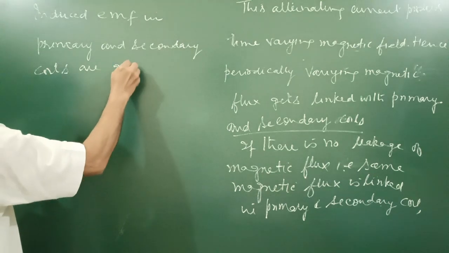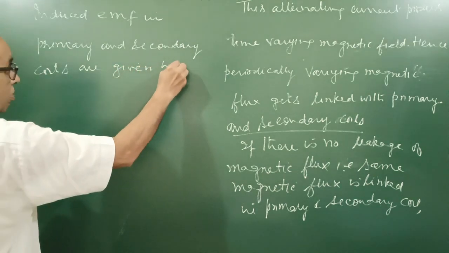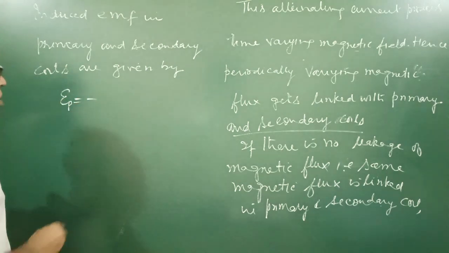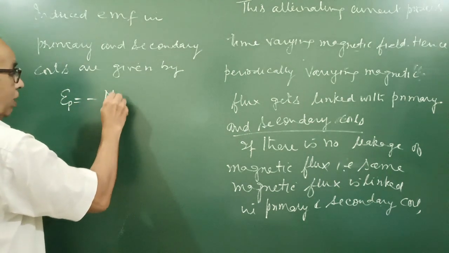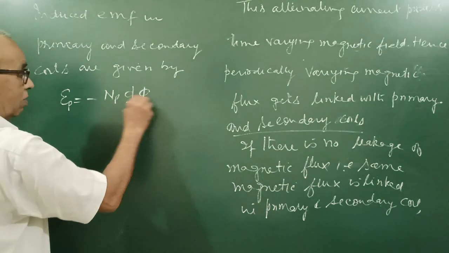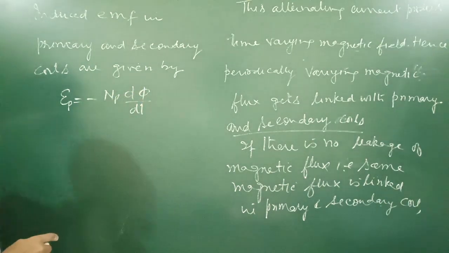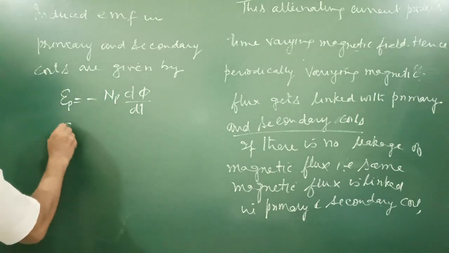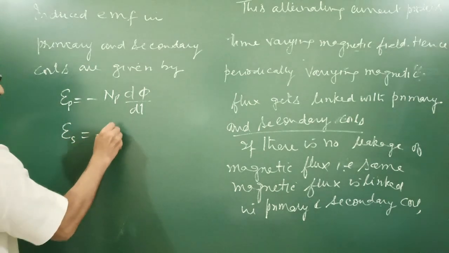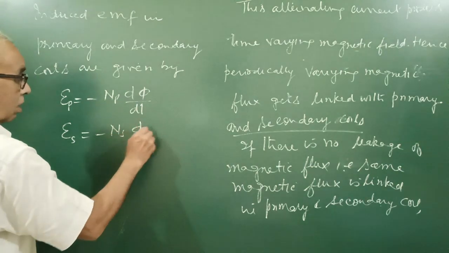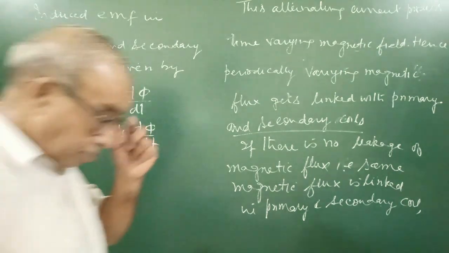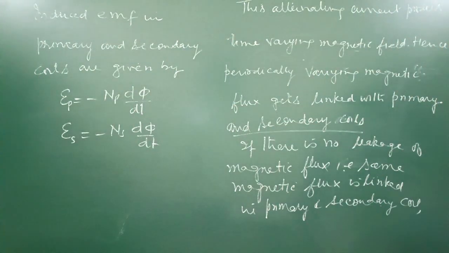The EMFs are given by EP equal to minus NP d phi over dt, where phi is the magnetic flux, which is varying with time, it is not constant, and similarly ES equal to minus NS d phi over dt. I have assumed here that there is no leakage of magnetic flux.